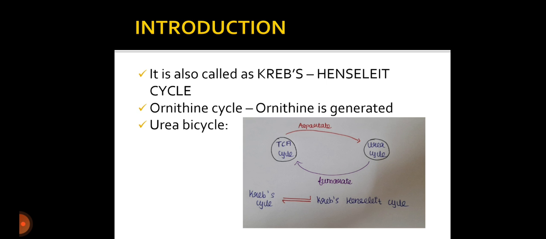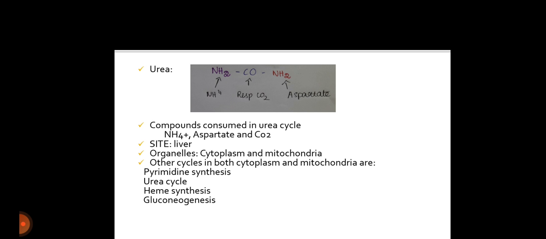This is the introduction. Coming on to the urea, we'll be seeing the structure. Its structure is NH2CONH2. There are two nitrogens. One nitrogen comes from aspartate and the other nitrogen comes from ammonia. And the carbon comes from the respiratory CO2. The compounds consumed in the urea cycle are aspartate, ammonia, and carbon dioxide.